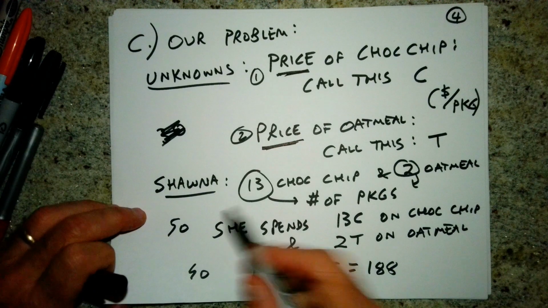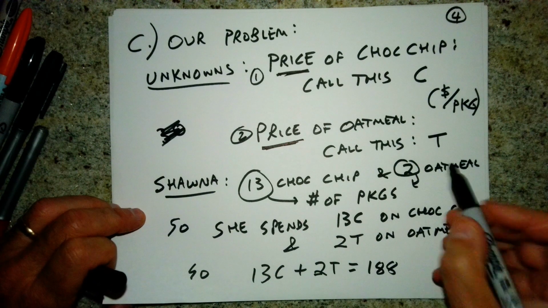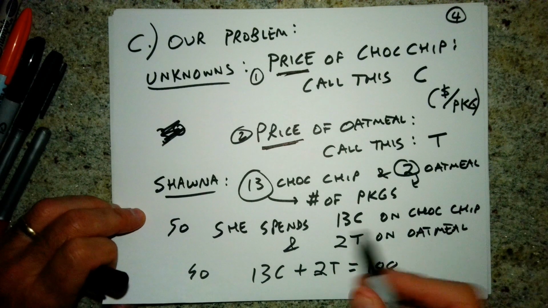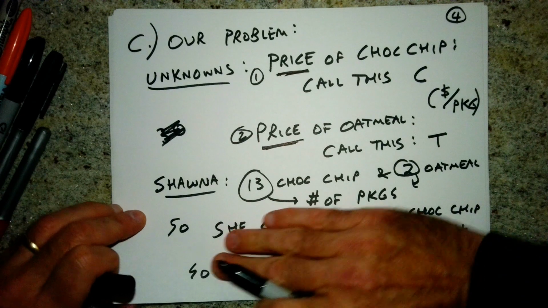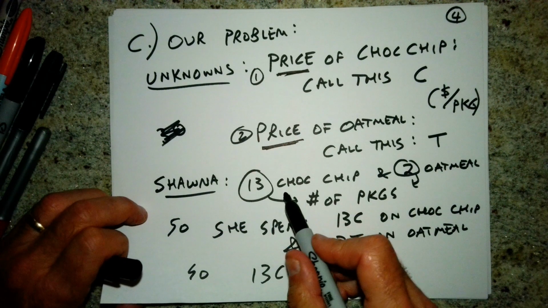Okay, now let's look at Shauna. She buys 13 packages of chocolate chip. So that's the number of packages, 13. And 2 packages of oatmeal. So the number of packages of oatmeal is 2. So how would you describe, you may want to pause the video and not look at my answer. How would you describe the total amount of money she spends on packages of chocolate chip?